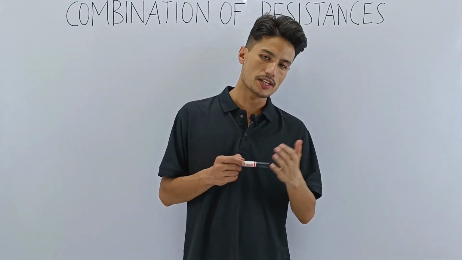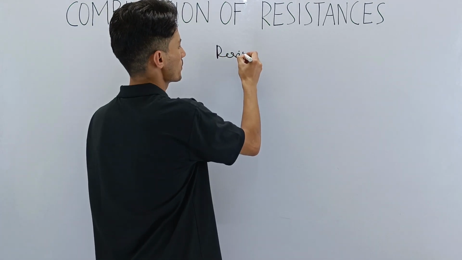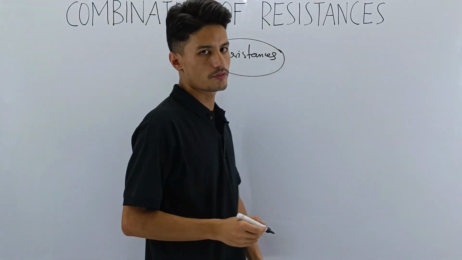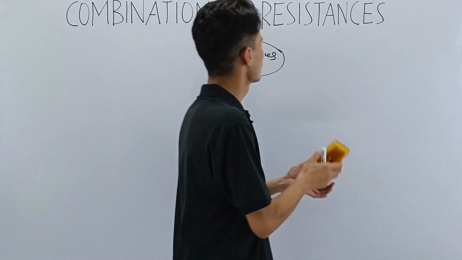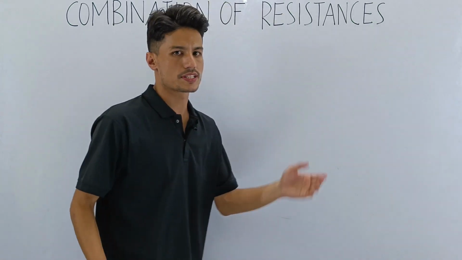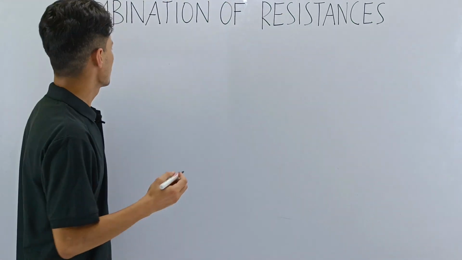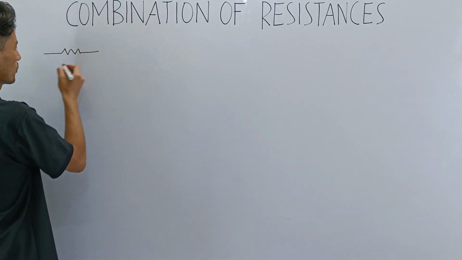Now that we are familiar with resistances, we know what resistance is, isn't it? Resistance is opposition to the flow of charge. So how do we draw resistances? In the previous class, I have already shown you how resistances are drawn. Resistances are drawn like this. This is the symbol for drawing resistances.